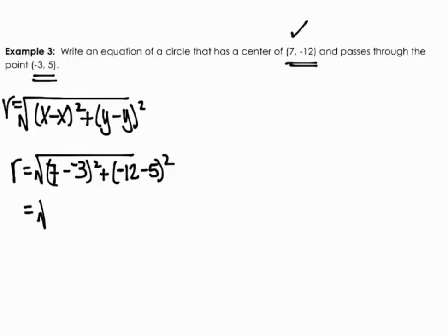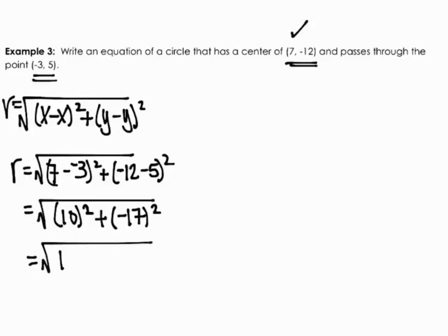So go ahead and do that math. 7 minus negative 3 is going to be a positive 10, squared, plus negative 12 minus 5 is a negative 17, squared. Do some more math. 10 squared is 100. Negative 17 squared is 289. Now keep in mind here, whenever you square something, it's always going to be positive. So no matter what your calculator says, you're smarter than your calculator. Inside your radical, you're always going to be adding together two positive numbers. Don't forget that. So this ends up being the square root of 389.